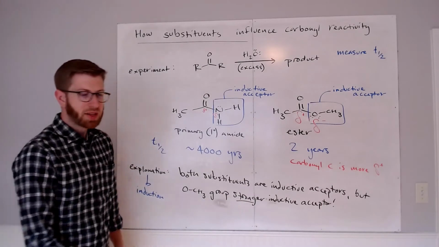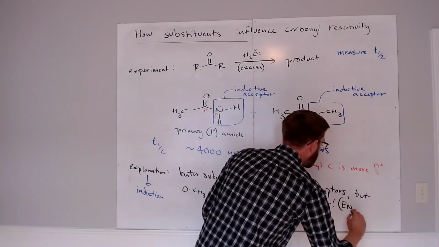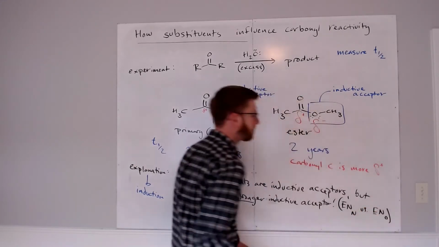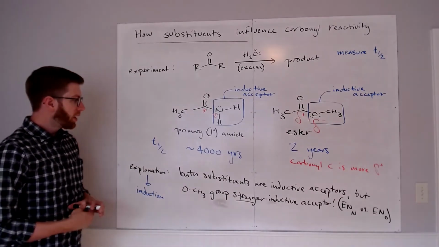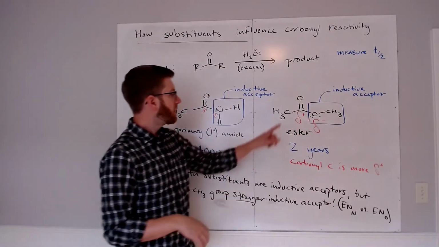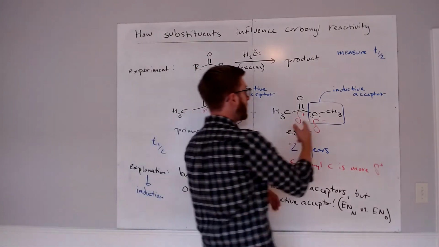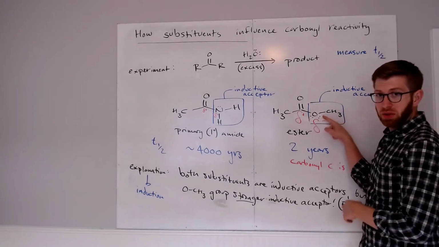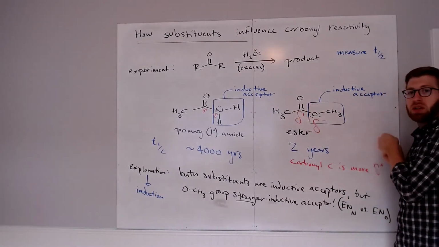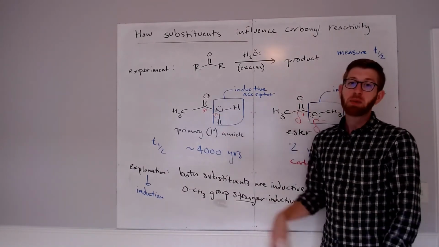And just to remind us how we decided about this relative strength of inductive acceptors, we compared the electronegativity of nitrogen versus the electronegativity of oxygen. So here, when we're saying that this group is a stronger inductive acceptor, we're saying that the ester is more electrophilic than the amide because the oxygen of the ester, the thing that makes it an ester, not some other kind of carbonyl, is pulling more electron density away from the carbonyl carbon than the nitrogen could from the amide.